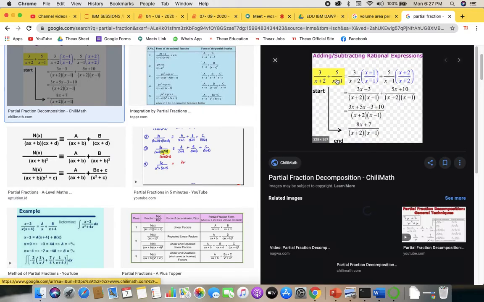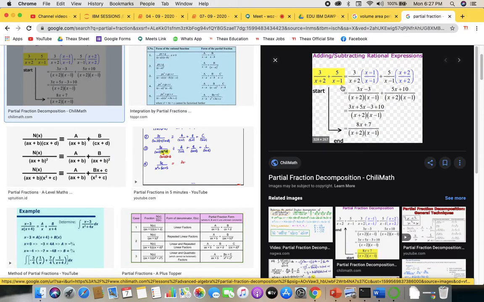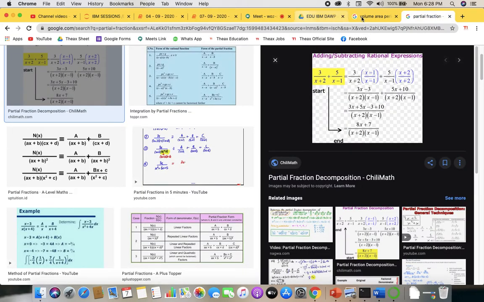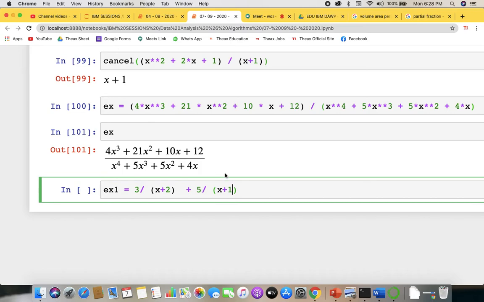Like if the equation is 3 by x plus 2 plus 5 by x plus 1, multiplying with the denominators and making it accordingly. I'll make one more: 3 by x plus 2, and then plus 5 by x plus 1, with x minus 1 and x plus 2 in the denominators. So this is the equation.